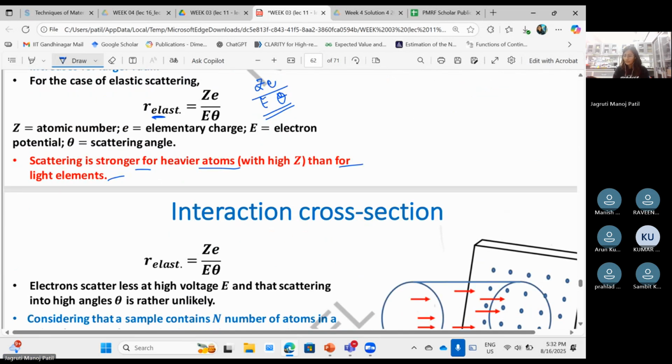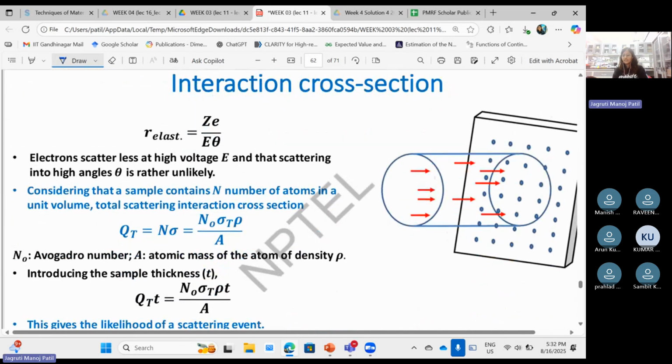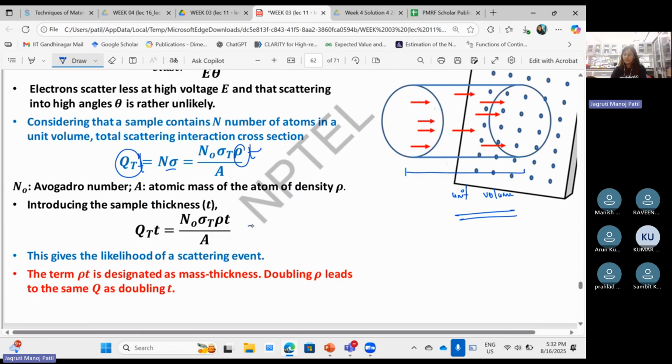Same thing here. But now if you ask what the total scattering cross section is, that is defined by N sigma, where we added a term of density. So that gives a total scattering cross section in a unit volume, across the entire specimen. In this case you can also account for the thickness. If you multiply by thickness on both sides, which is given in this particular formula, this gives you the likelihood of whether a scattering event will happen or not.